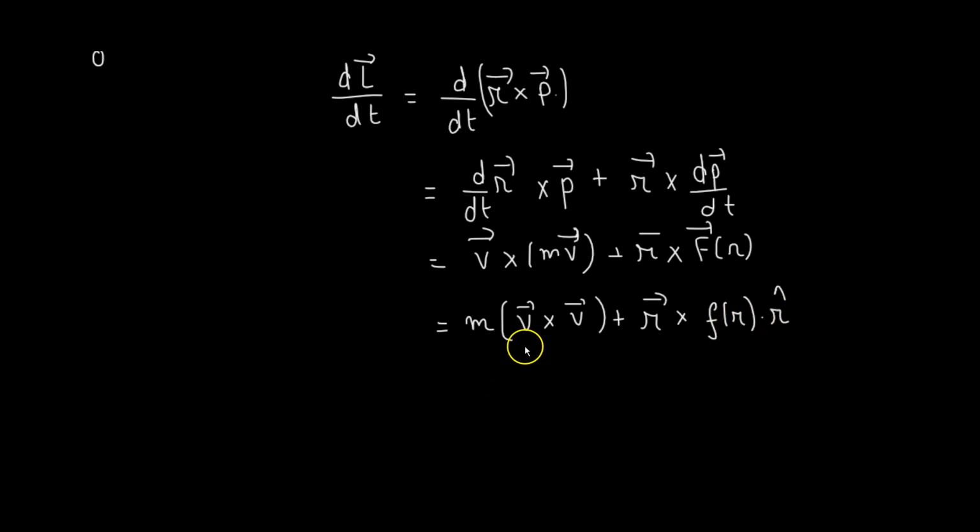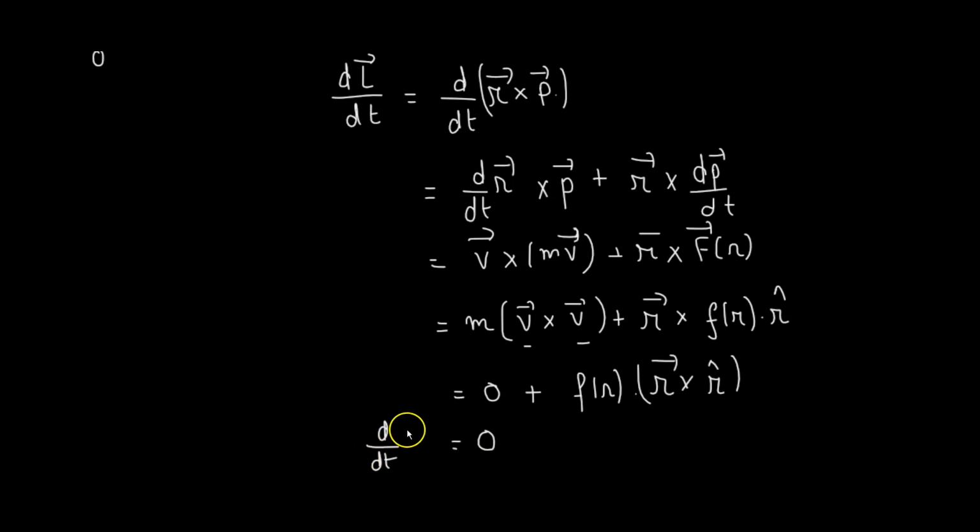Now here we see that v vector cross v vector is going to be equal to 0, because the velocity is in the same direction as itself. Plus f of r times r vector crossed with the unit vector r cap, which is also going to give us 0, because r vector and r cap are both pointing in the same direction. So what we have obtained here is that the rate of change of the angular momentum vector, L vector, is 0, which arises as a consequence of our force being central in nature.